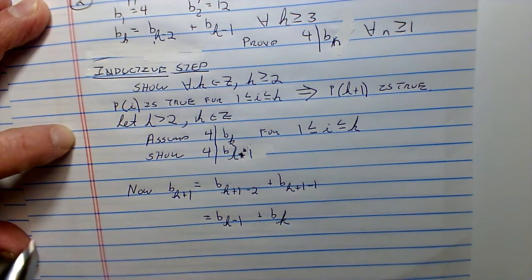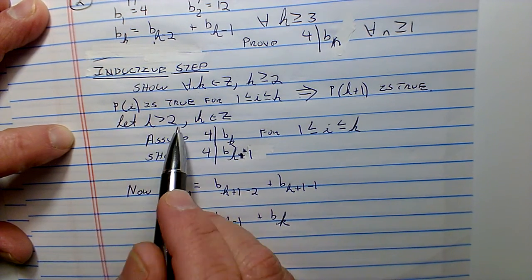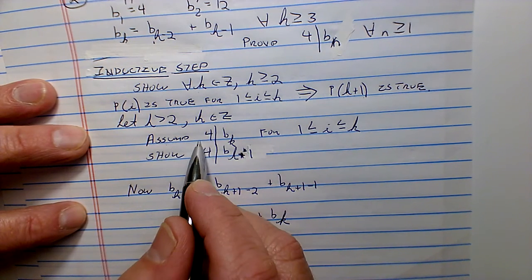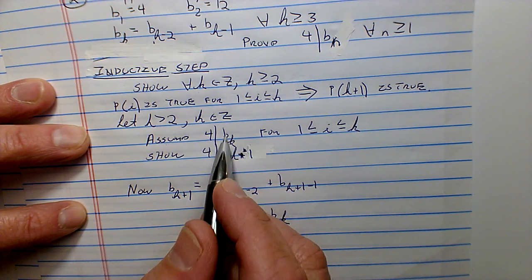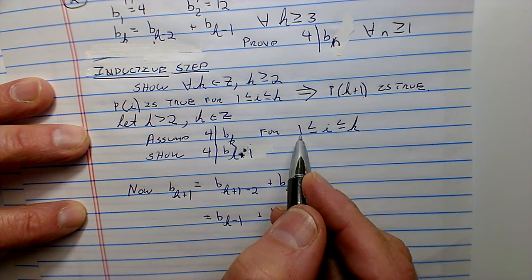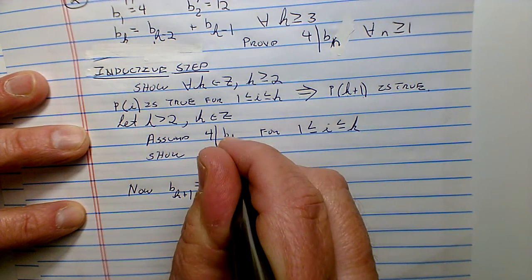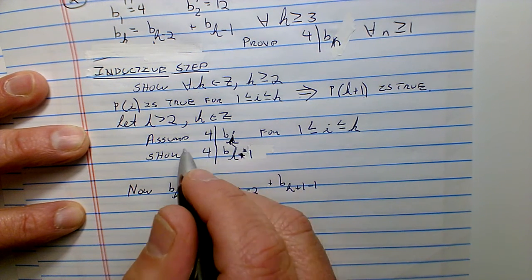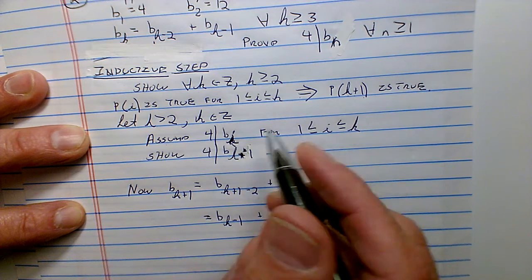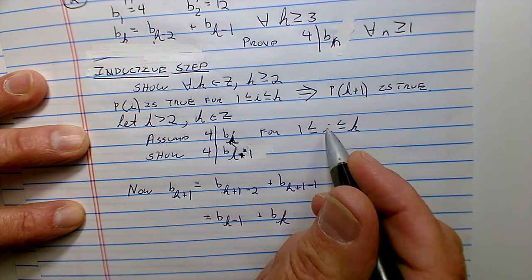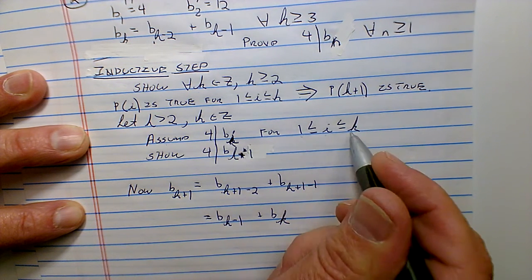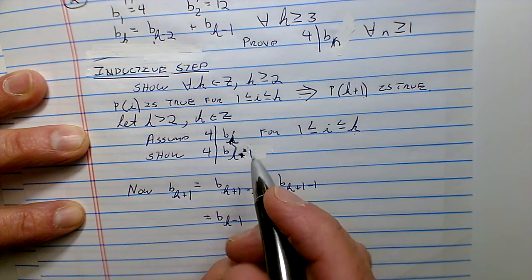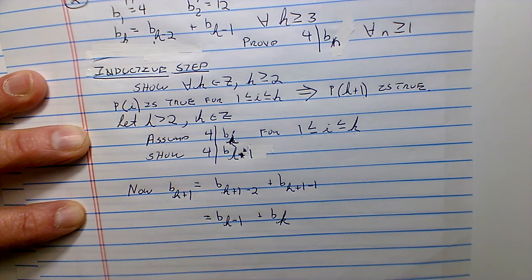So we're going to assume that k is greater than 2 and that it's an integer. We're going to assume that 4 divides b sub i for all of, that should be b sub i. It's easy to mix those up. Make sure you don't do it. We're going to assume that 4 divides b sub i for all of these subscripts, i, from 1 up through k. We want to show that 4 divides the next one, b sub k plus 1.